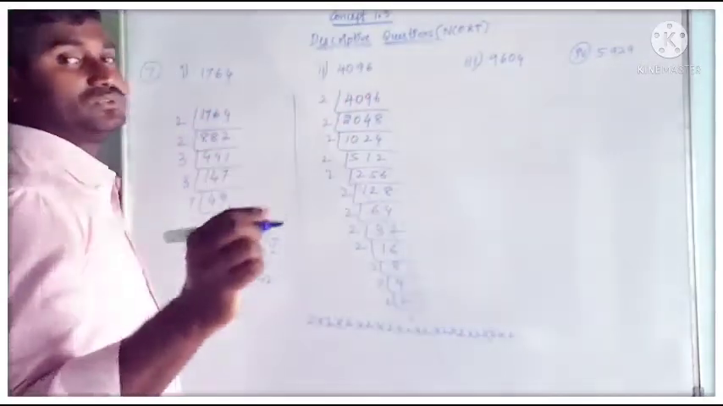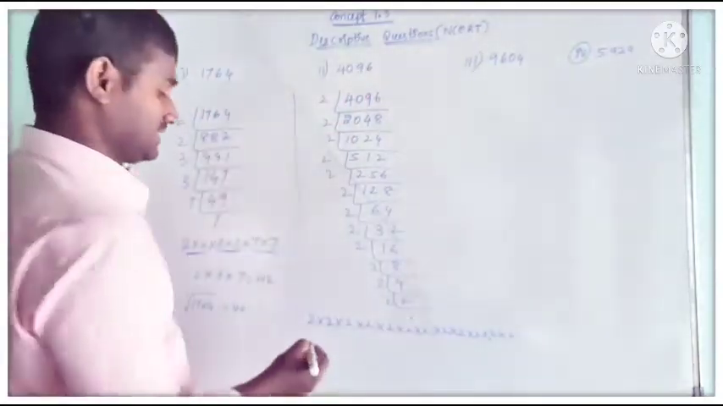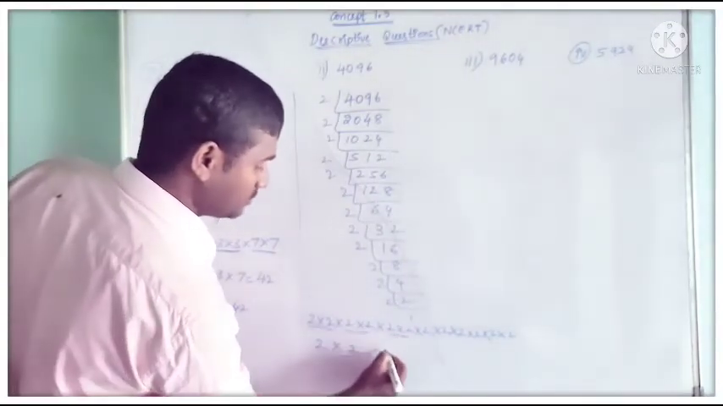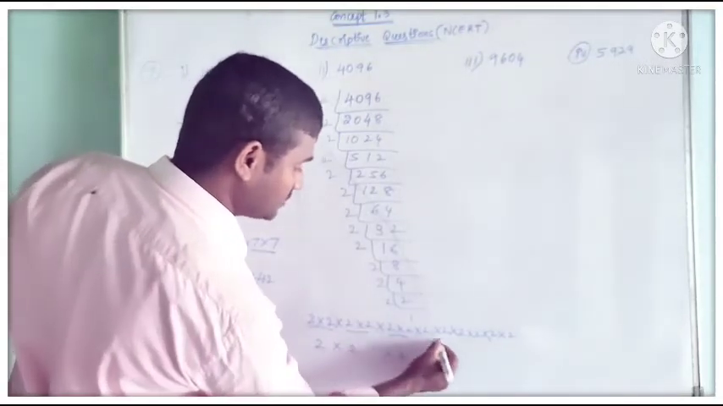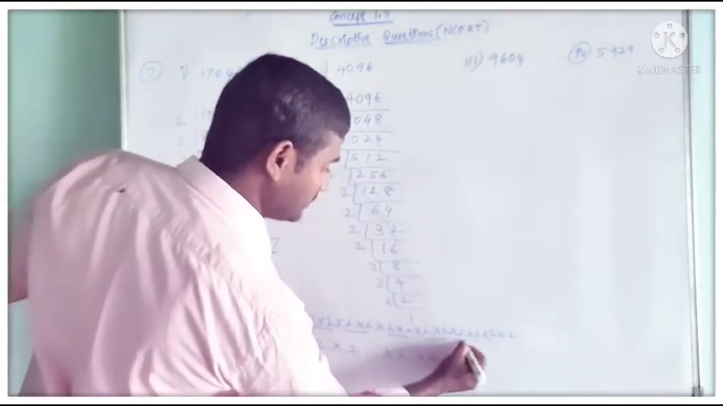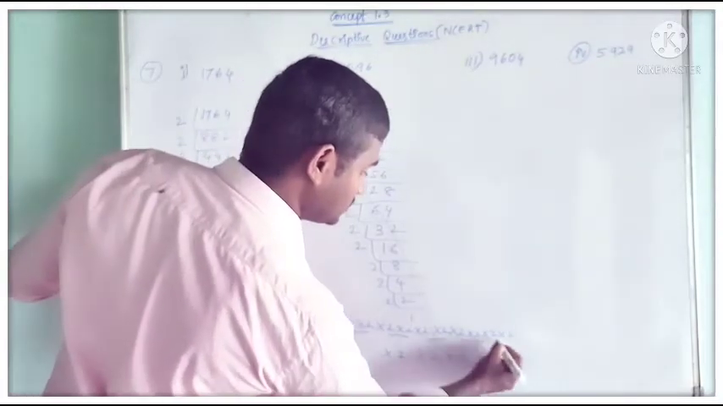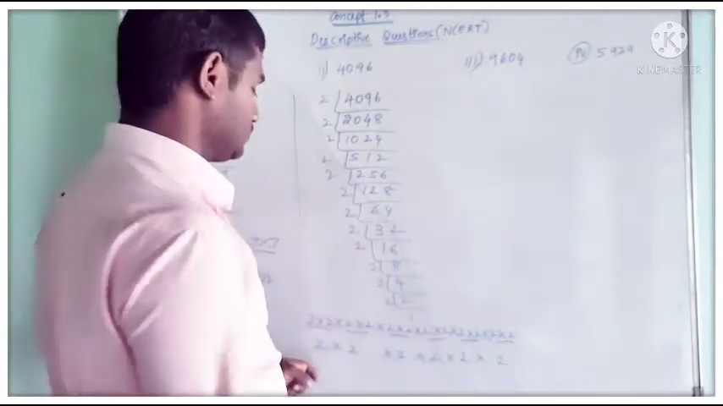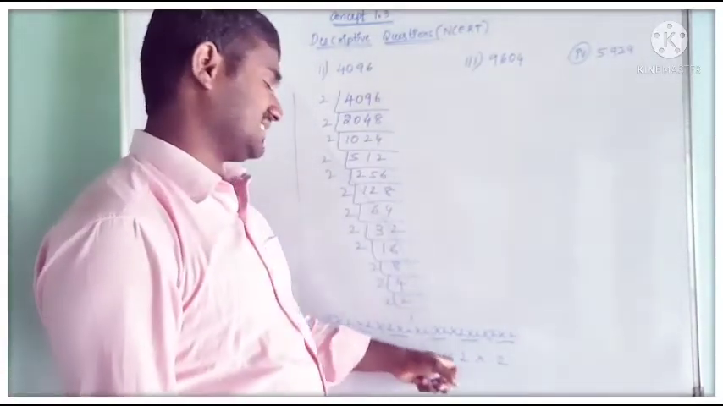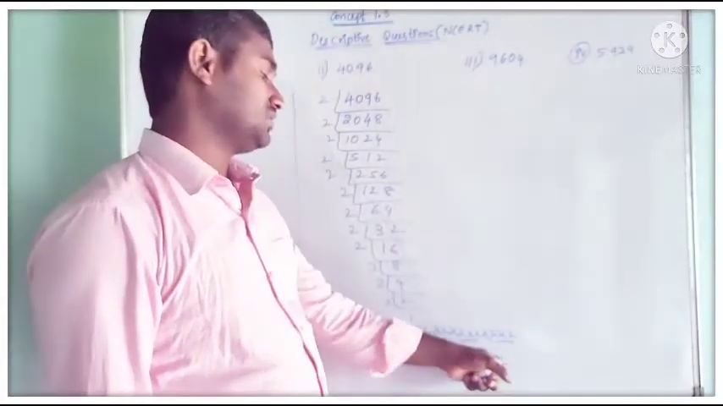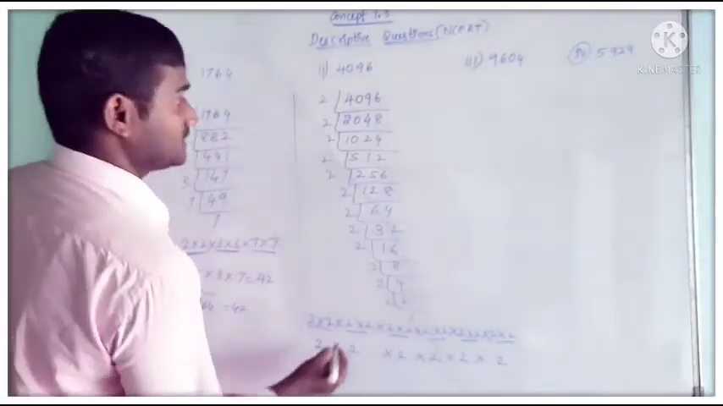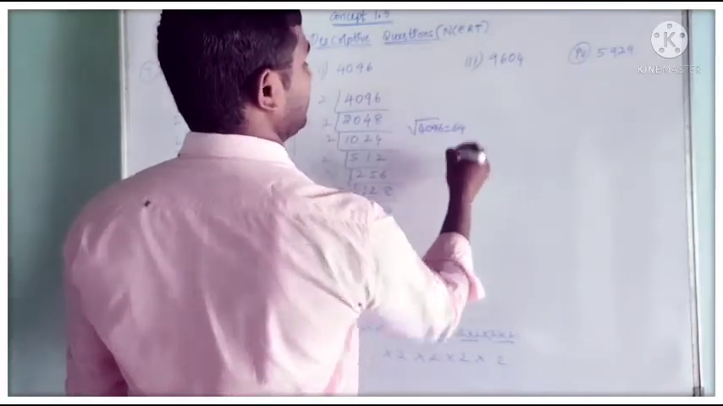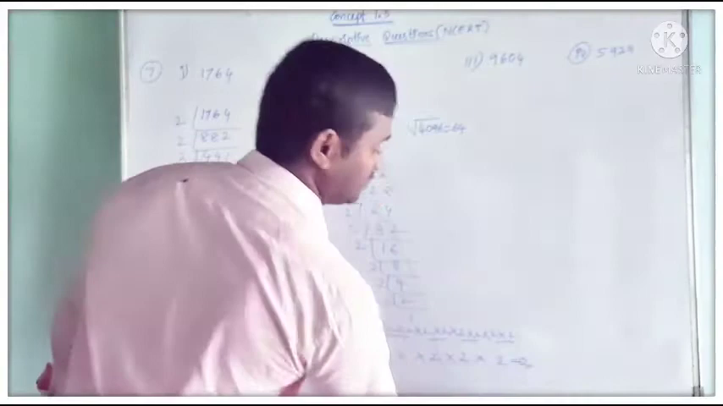From every two similar factors, we need to take one factor. From these two, one 2. From these two, one 2. From these two, one 2. From these two, one 2. From these two, one 2. From these two, one 2. So how many twos? 1, 2, 3, 4, 5, 6. 2 2s are 4, 4 2s are 8, 8 2s are 16, 16 2s are 32, 32 2s are 64. Therefore, the square root of 4096 equals 64.